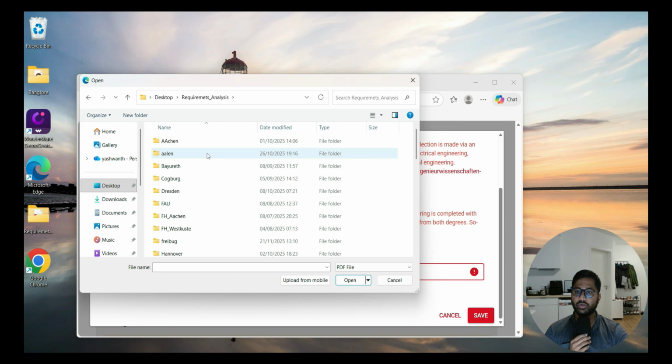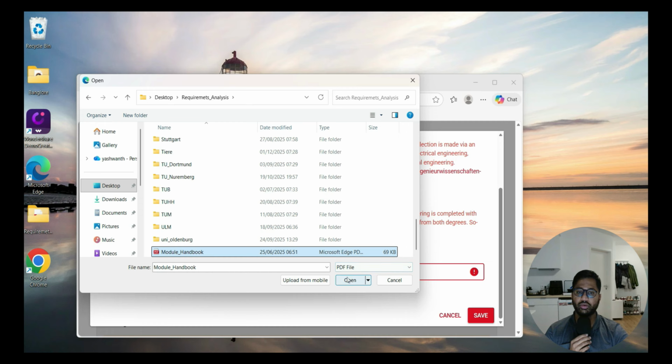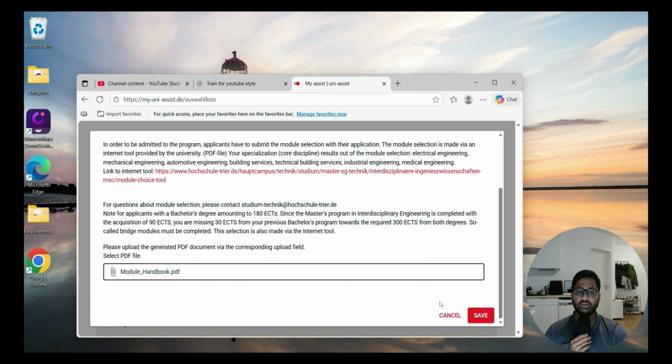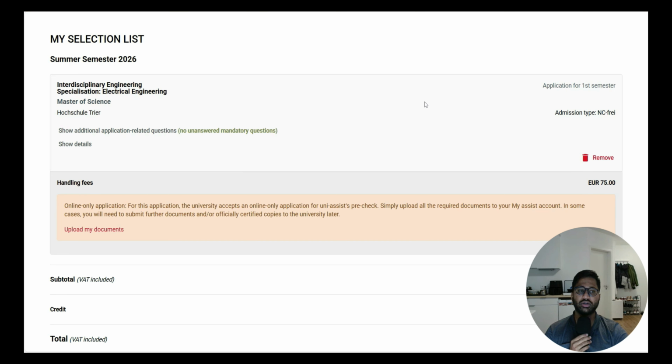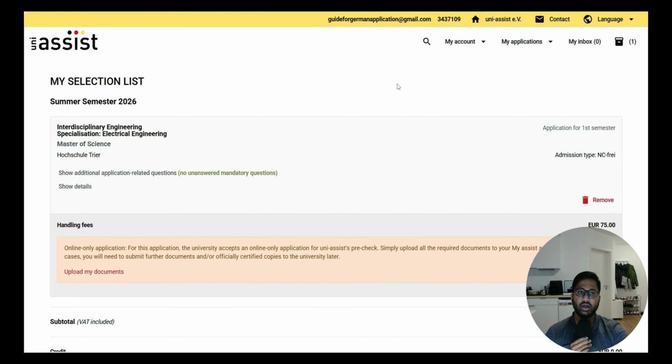This module handbook will be this thick handbook where you have mentioned what are the subjects that you have studied in from first semester to second semester, third semester, fourth semester, fifth semester, sixth semester, eighth semester. So this module handbook will have all information about all the courses that you have done in your 8th semester, and yeah, how it looks like, and that document you have to put it here.